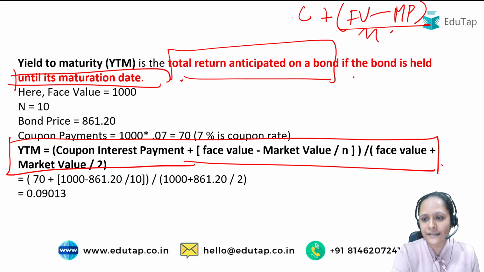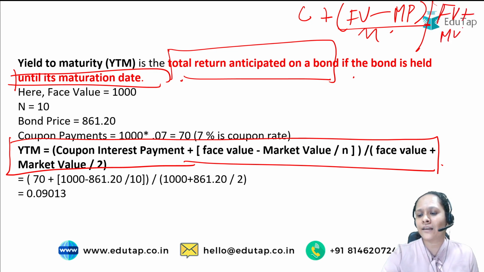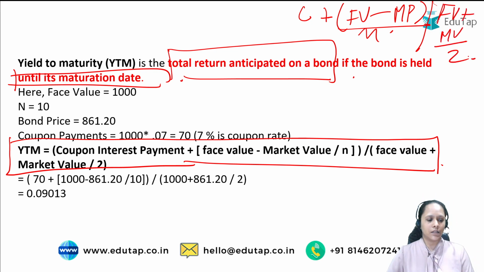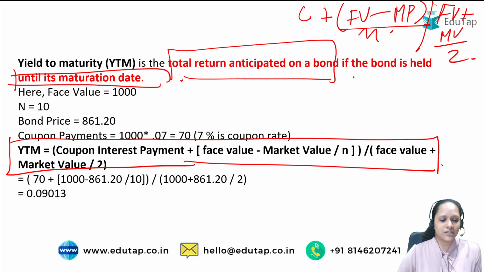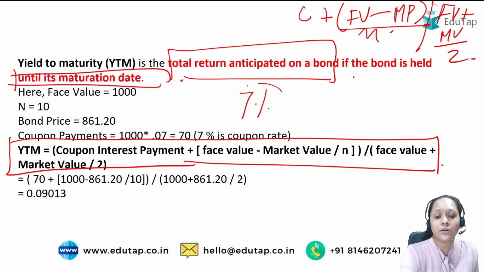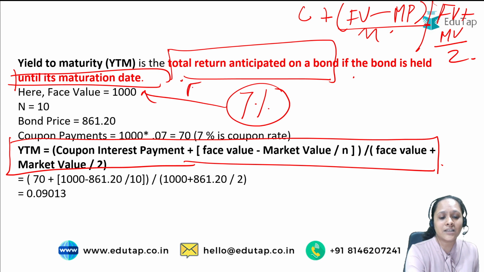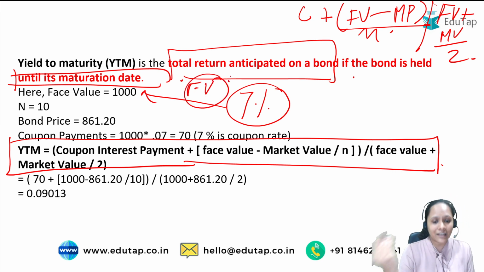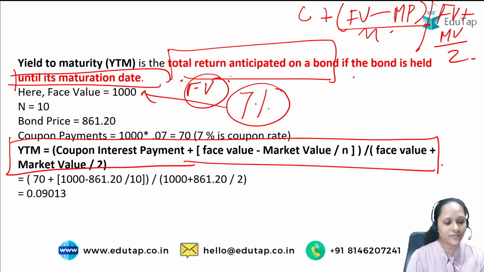Now this whole term would be divided by face value plus market value divided by 2. ठीक है? So let us put this value in this formula. So what is the coupon payment? The coupon payment was 7%. And please remember, you receive coupon payments on the face value of the bond and not the market value of the bond. What was the face value?